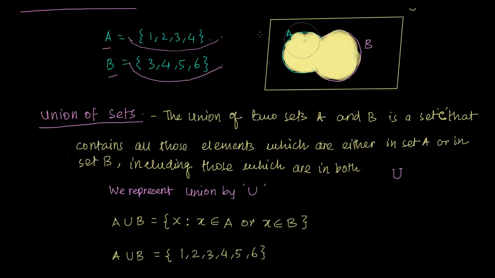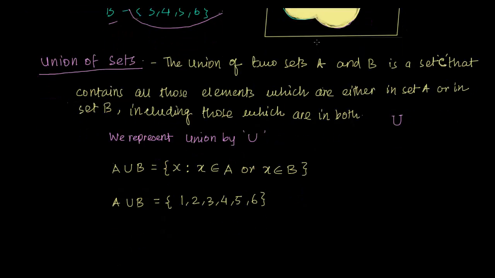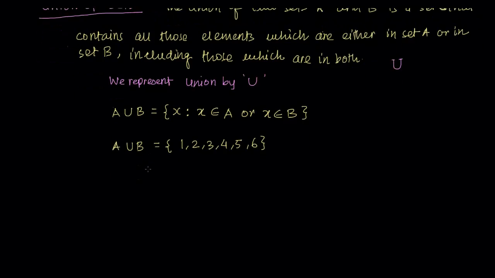Right? So this whole thing that I have shown here, together kind of forms this, okay? This, right? This is what is A union B for us, right? This whole region. That means everything that is contained within this will come in the domain of A union B. Understand?